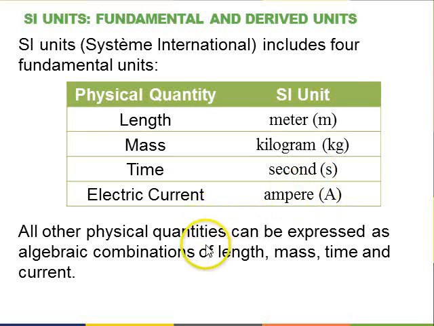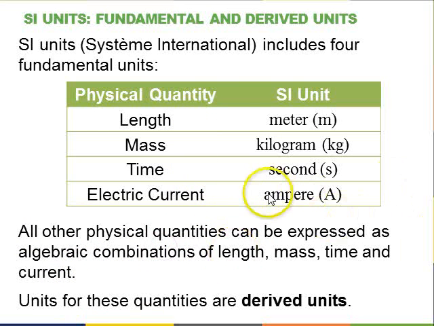And all other physical quantities can be expressed as algebraic combinations of this length, mass, time, and current. So even charge would be the current multiplied by the time. So that would give you units of coulombs. So all these other, coulomb would be a derived unit then, ampere times a second.